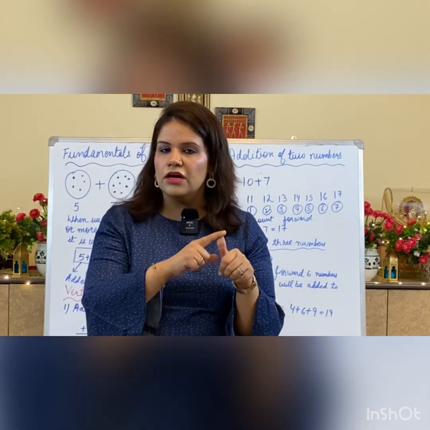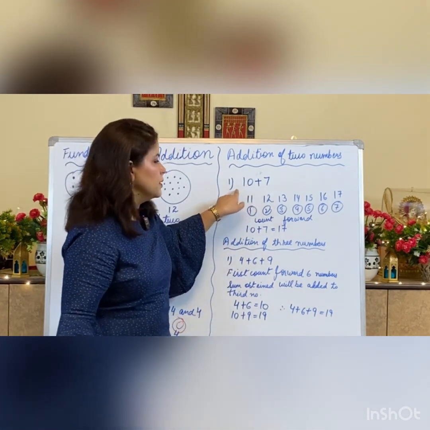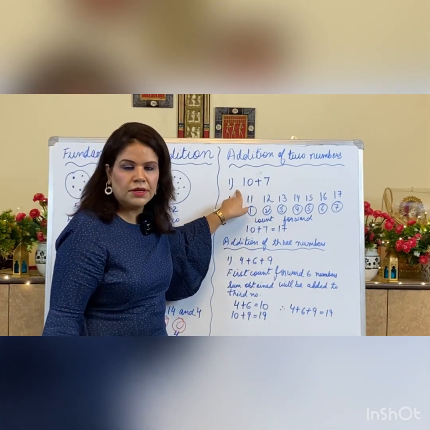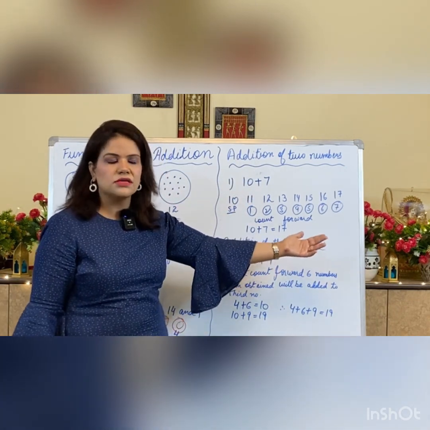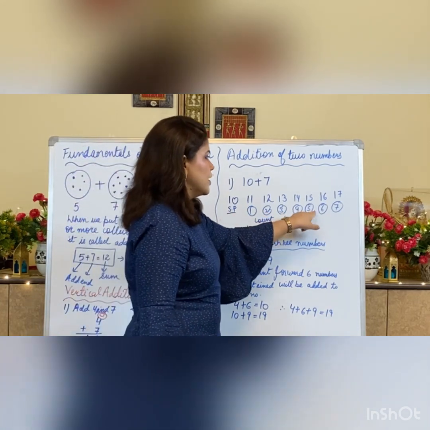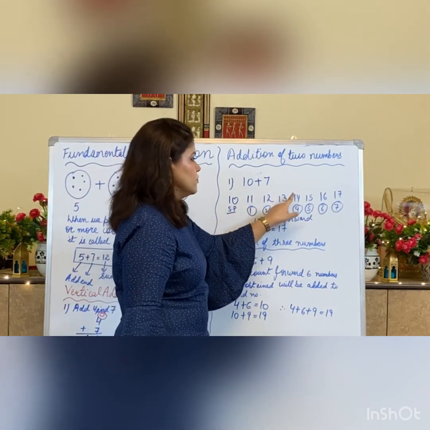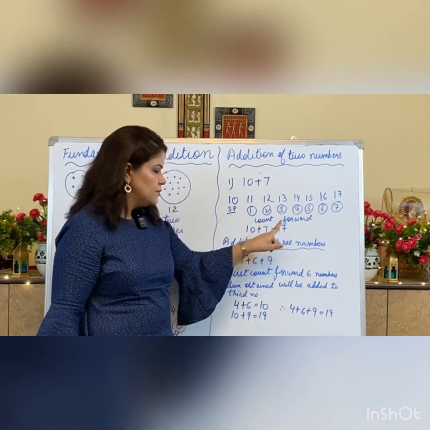The first finger which I am taking will be the next number after the one given in the statement. So this I will keep in my mind. From the next number onwards I will start. So count forward 1, 2, 3, 4, 5, 6, 7, 11, 12, 13, 14, 15, 16, 17. So 10 plus 7 is 17.